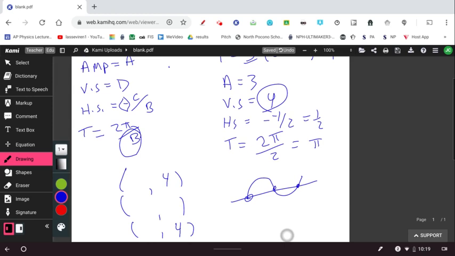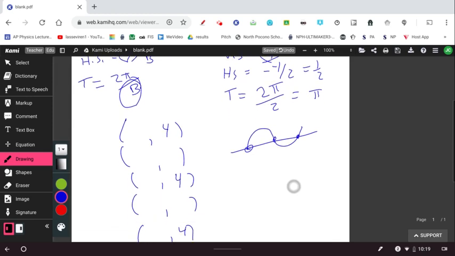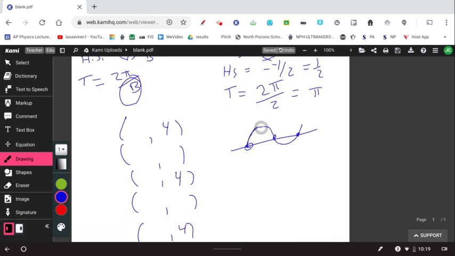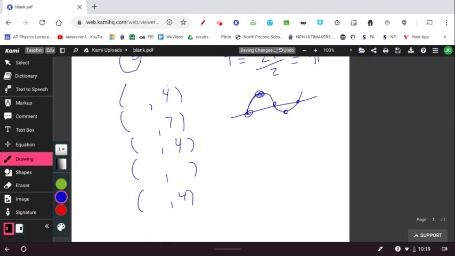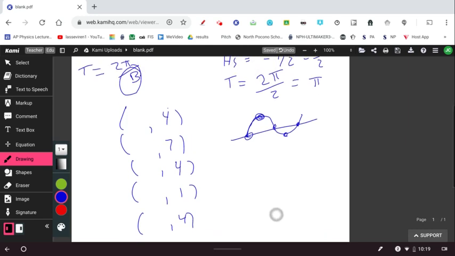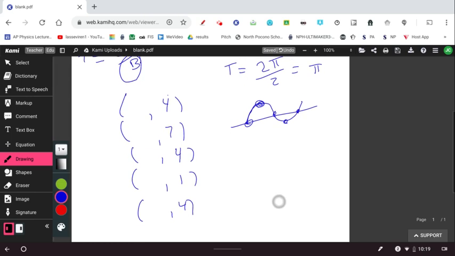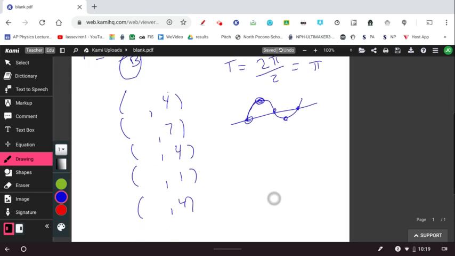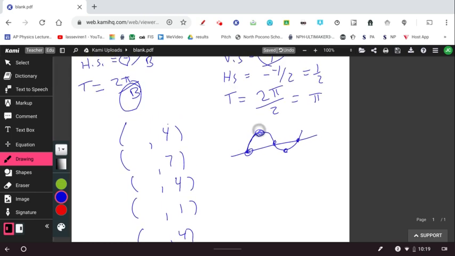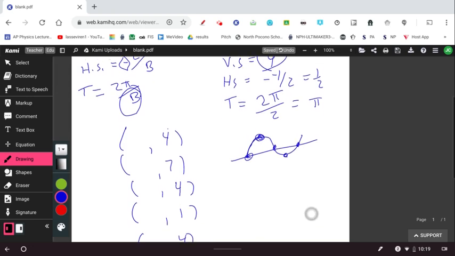Now, the amplitude of this thing is 3, which means that from that equilibrium point, it's going to swing up 3 extra values and swing down 3 extra values. So 4 plus 3 is 7, and then 4 minus 3 is 1. And so quickly we were able to get the y values of our coordinates for the points that we have, our key points in our sine curve.